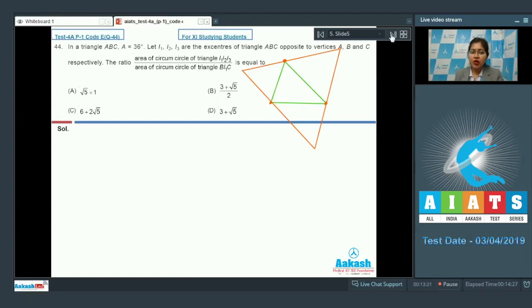Next is question number 44, which says that in a triangle ABC, angle A is 36 degrees. Let I1, I2, I3 be the excenters of triangle ABC opposite to vertices A, B and C respectively. Then the ratio of the area of the circumcircle of triangle I1 I2 I3 upon the area of the circumcircle of triangle BI1C is equal to. See, the figure is something like this, where these are the vertices A, B and C and these are the excenters, that is I1, I2 and I3. We have to find the area of the circumcircle of triangle I1 I2 I3 upon the area of the circumcircle of triangle BI1C, right?